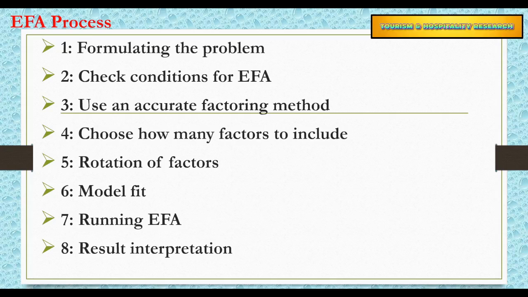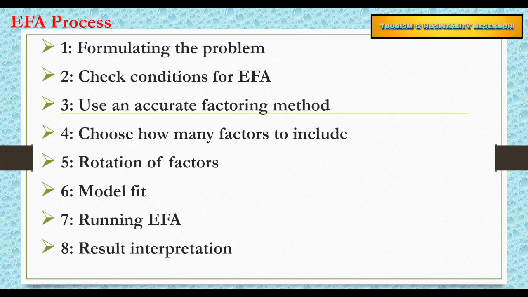This is the EFA process. The first is formulating the problem. What all latent variables with their observed variables you need to see whether your observed indicators are following a pattern. They can be attributed to some factor to provide a meaningful solution to that factor. So that is formulating the problem.